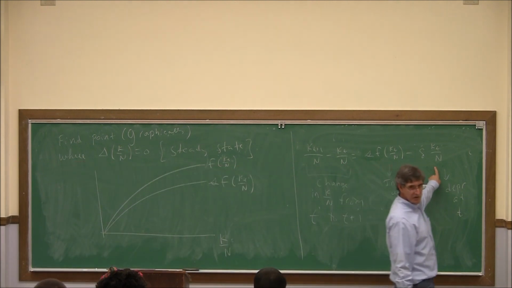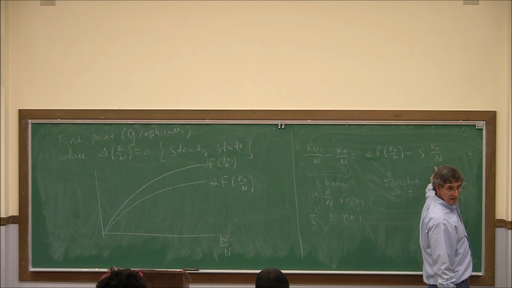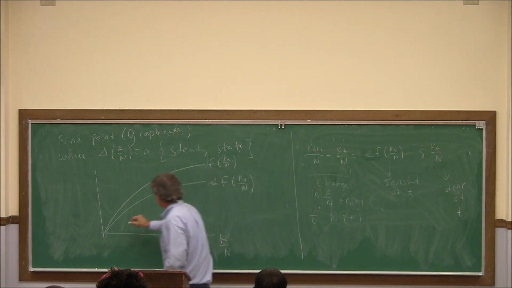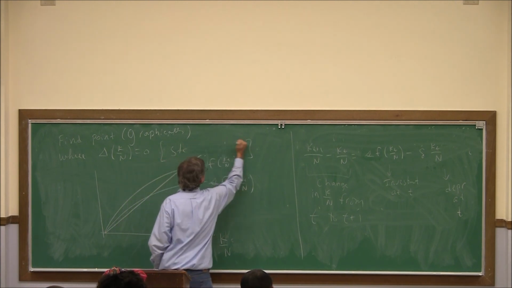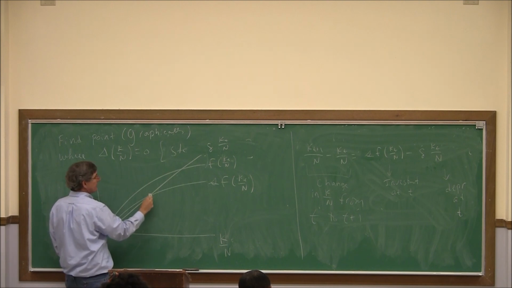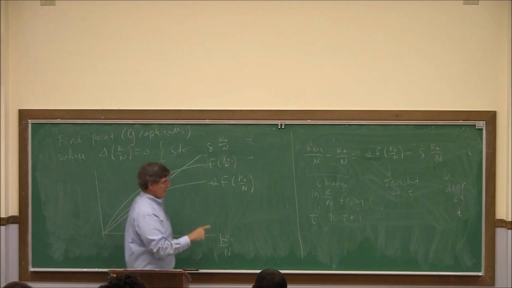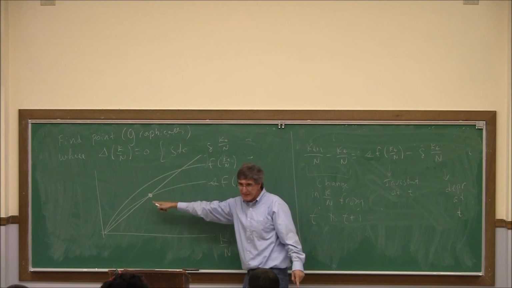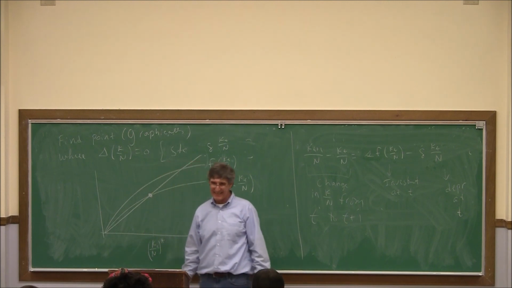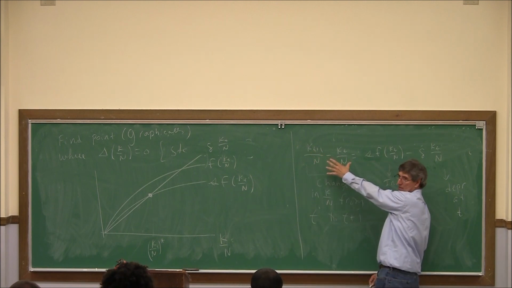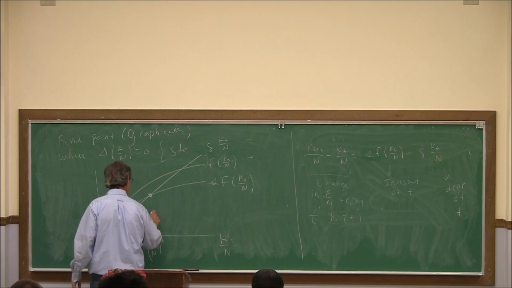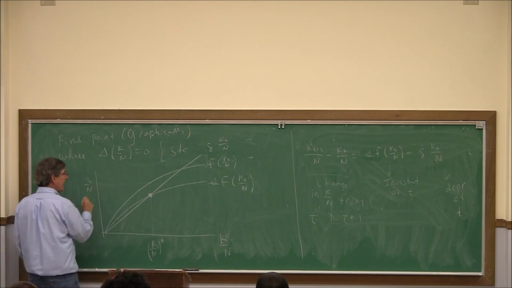This other term is just a straight line from the origin. So this is delta K_t over N. Where those two things are equal, S F equals delta K, that's the point where K over N is stationary. That's the steady state. That's where the change is zero, where capital K over N isn't growing or falling. And at the steady state, we would have that amount of output.